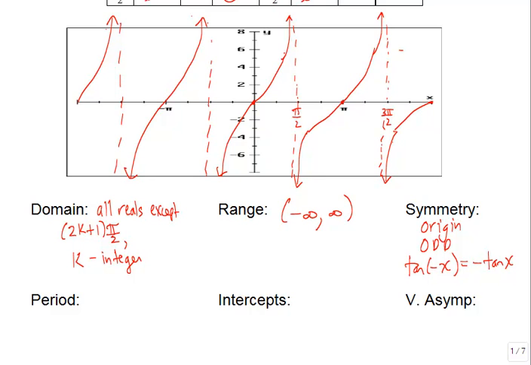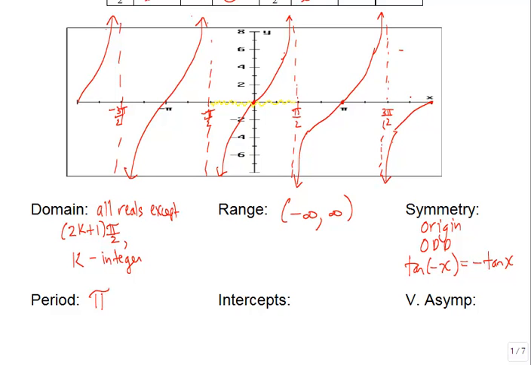How about the period? If you look at this graph, putting in all my labels here, one full cycle of tangent is one of these squiggly shapes. I only need one of them, and they keep repeating themselves over and over again. How wide is it to cover one whole squiggle? Well, this goes from minus pi over 2 up to pi over 2, so that's a width of pi right there. So I need a width of pi to get one full cycle of tangent. So that means the period of tangent is just pi.